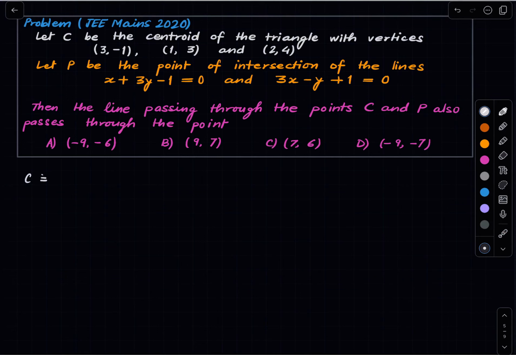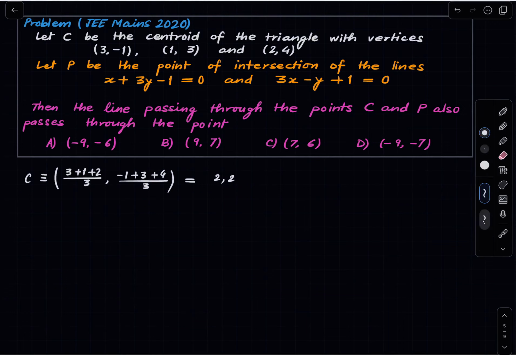So what are the coordinates of C? The coordinates of C are this thing divided by 3, comma, that thing divided by 3, which is equal to 2, 2.